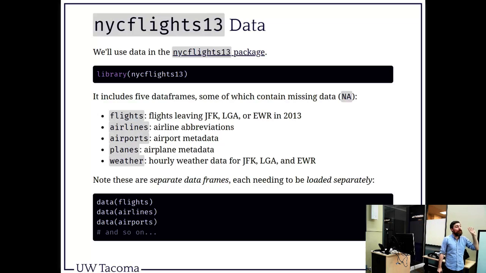Planes, so the specific planes. Every plane obviously operates on multiple flights, so there's specific data on the planes, like how many engines they have, when that plane was put into service, that kind of stuff. And then the weather, which is hourly weather data for JFK, LGA, and EWR airports. So you can do all kinds of really interesting stuff, but the thing is, these are all in different data frames. If you want to use any of it, you gotta stick it together.